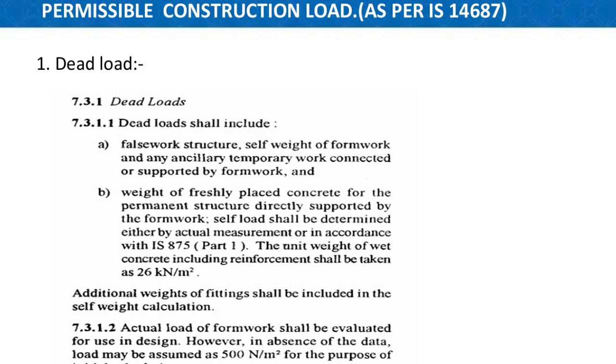Actual load of formwork shall be evaluated for use in design. However, in absence of data, load may be assumed as 500 newton per square meter for the purpose of the initial calculation. So this is the guideline for dead load, 500 newton per square meter for the purpose of initial calculation. Another is imposed load.